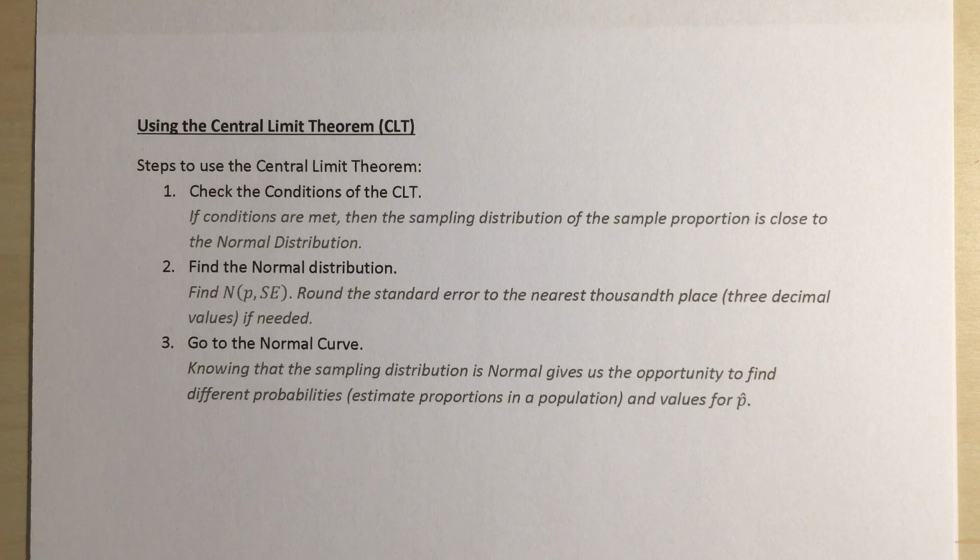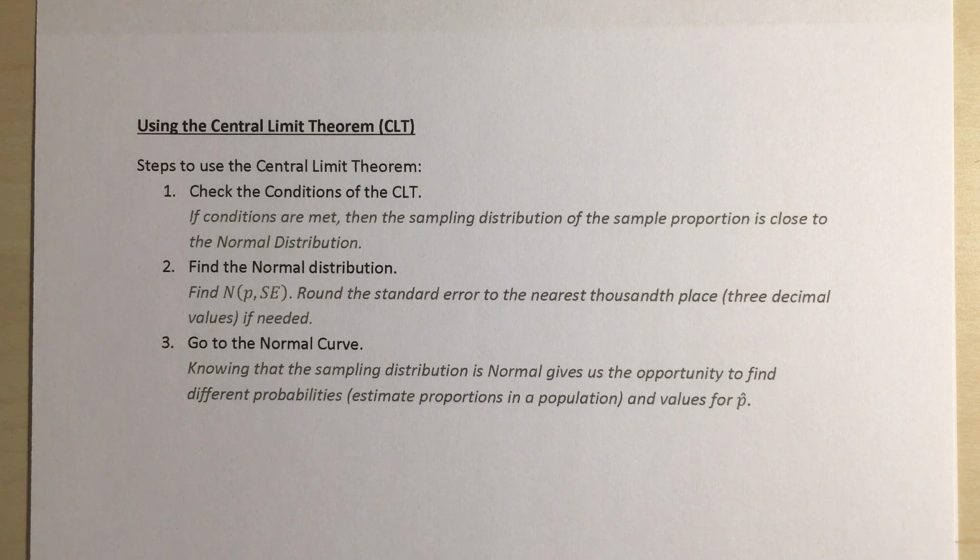So when we're finding our normal distribution, what we need to calculate then is our standard error. And for the most part, we're going to round our standard error to the nearest thousandth place, which is going to give us 3 decimal values. Once we have that, we're going to go to our normal curve to estimate some probabilities.